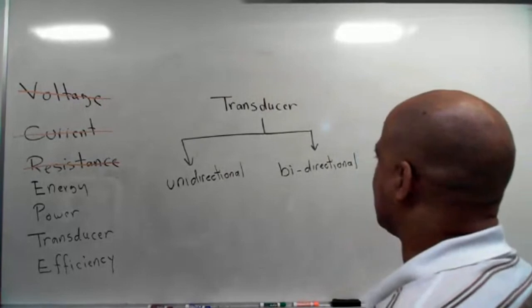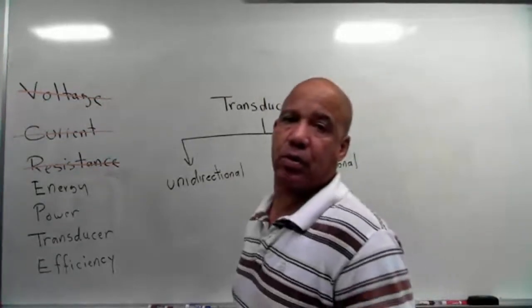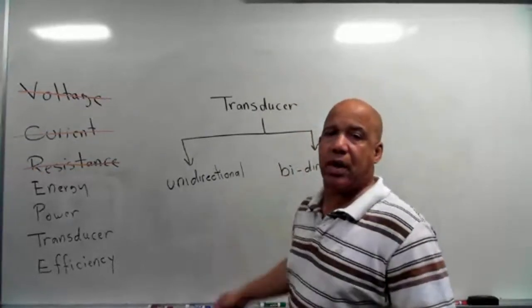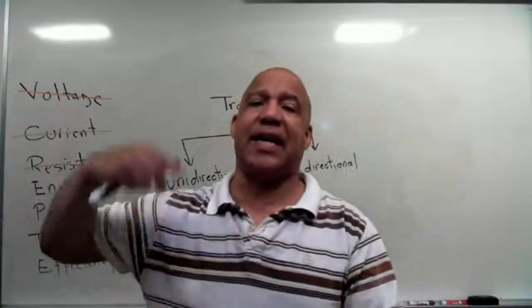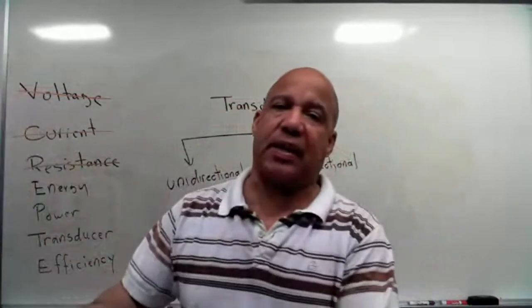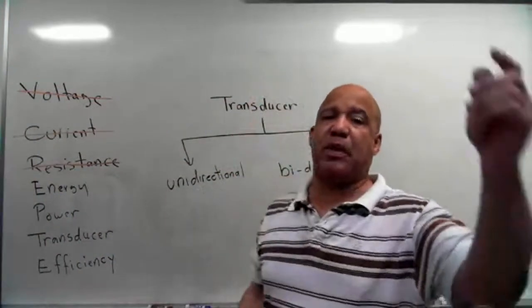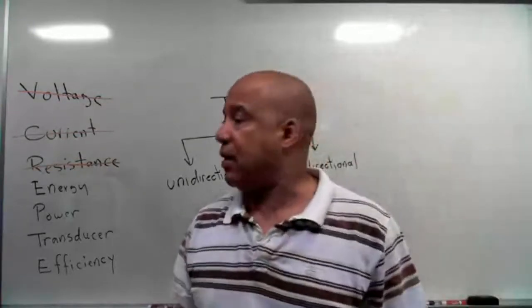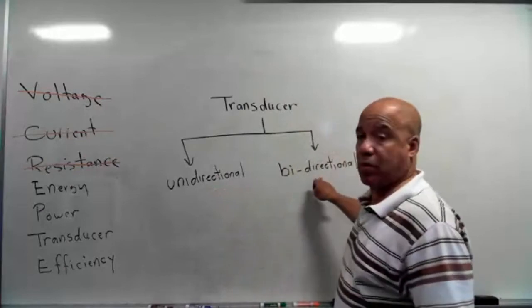So here's some transducers. A light bulb is a transducer. It's a unidirectional transducer because I can put electrical energy into a light bulb and I get light and heat out, but there's no way to put light or heat in the light bulb and get electricity out. So it's a transducer because it converts electrical energy to light energy, electrical energy to heat energy, but it's unidirectional. Whereas I can have a motor.